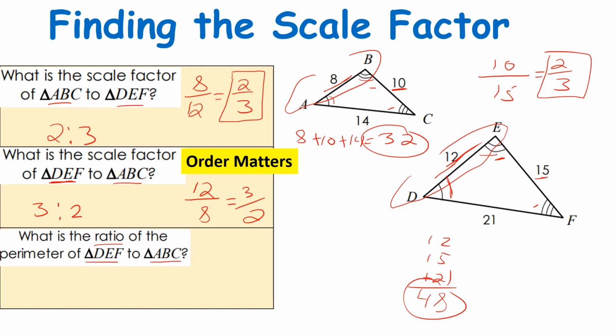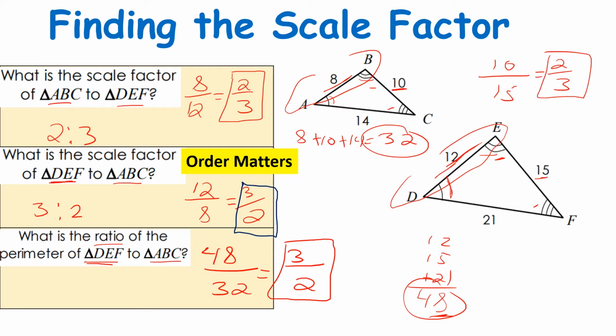The bottom is 48. Let's write this as a fraction, and I'm actually making a mistake. I'm putting the 32 first, but it says from triangle DEF to ABC, so we want to write the 48 first. So 48 over 32. They're both divisible by 16. 48 divided by 16 is 3, and 32 divided by 16 is 2. As you can see, we have the same ratio. So that is how you find the scale factor of similar polygons.